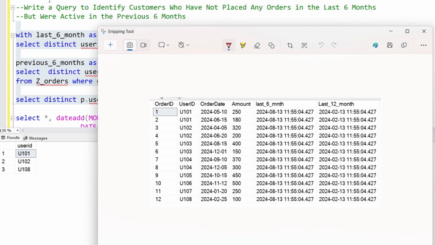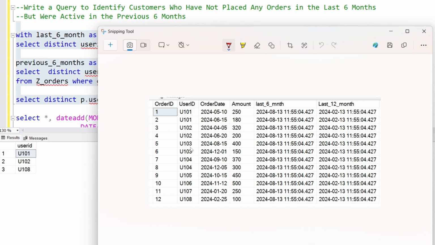Let's verify the data. The question is, write a query to identify the customers who have not placed any order in the last 6 months but were active in the previous 6 months. So we will check whether 101 was active in the last 6 months and has placed any order or not. The last 6 months date was 13th of August. After 13th of August, did he order anything? No, he ordered before that, in May and 15 June, so he was active earlier. For 102, on 5th of April he was active, and he ordered before the last 6 months.